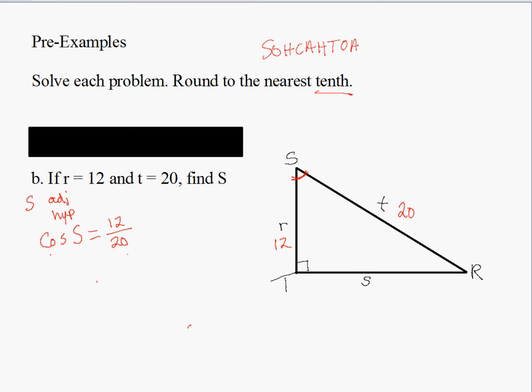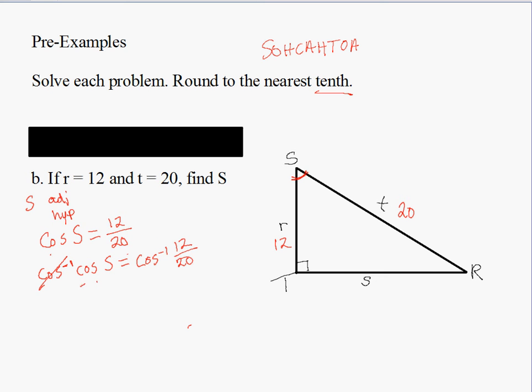I want to get rid of this cosine, so I have to use the inverse cosine. Y'all notice I keep saying that? The inverse cosine of S is equal to the inverse cosine of 12 over 20. Remember, whatever you do to one side of the equation, you do to the other side of the equation.